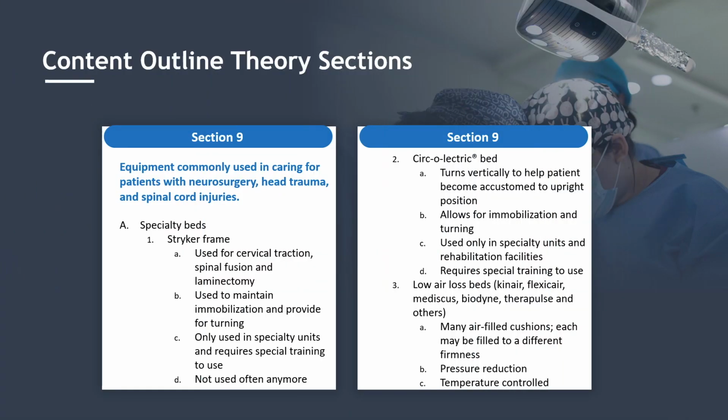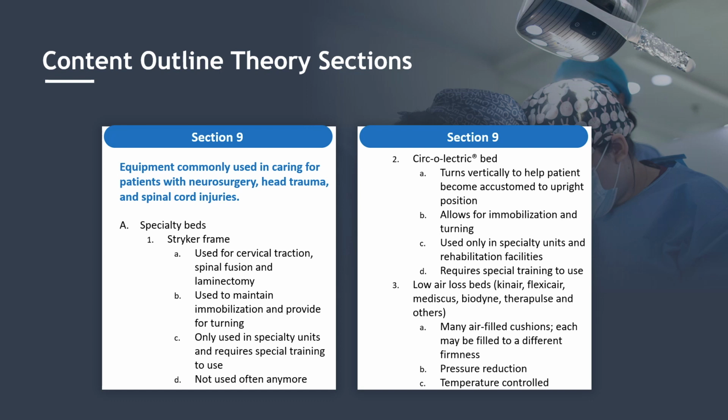Section 9. Equipment commonly used in caring for patients with neurosurgery, head trauma, and spinal cord injuries. Specialty beds: the Stryker frame, used for cervical traction and spinal fusion and laminectomy, used to maintain immobilization and provide for turning. Only used in specialty units and requires special training to use, and it is not used often anymore. Circolectric bed, turns vertically to help patient become accustomed to upright position, allows for immobilization and turning, used only in specialty units and rehabilitation facilities, requires special training to use.